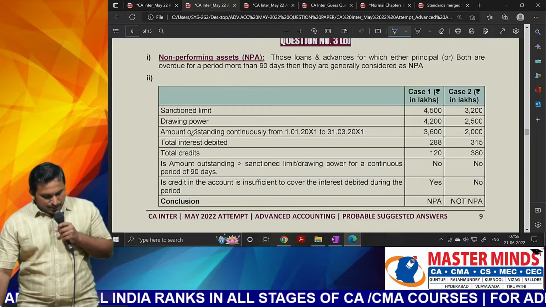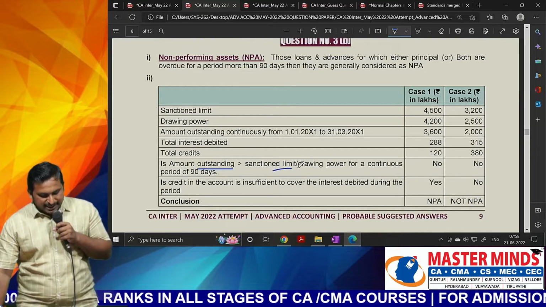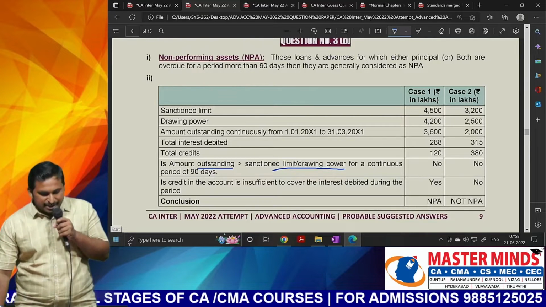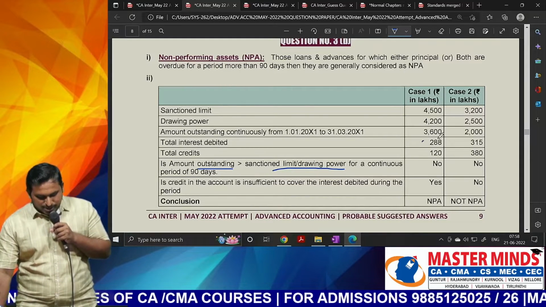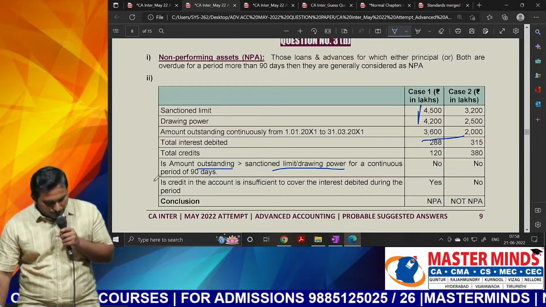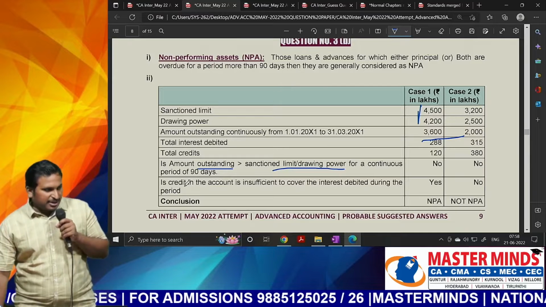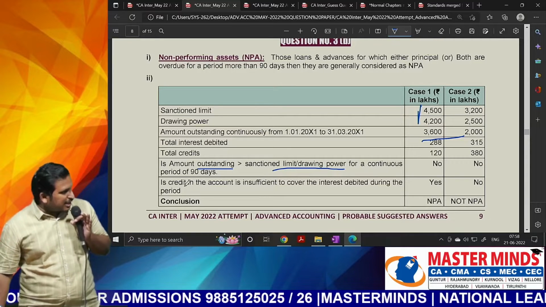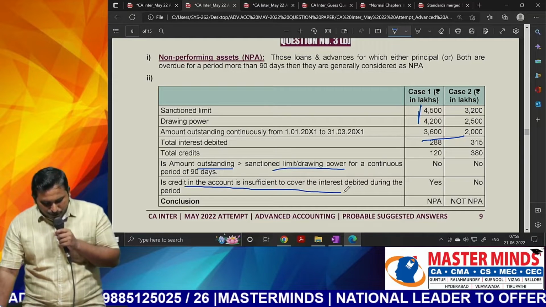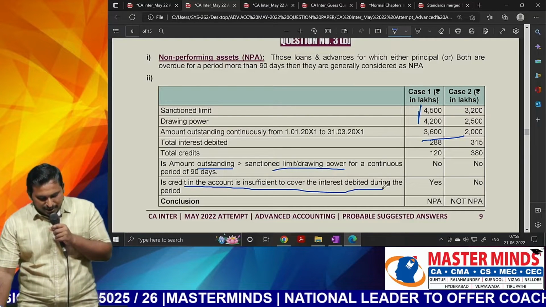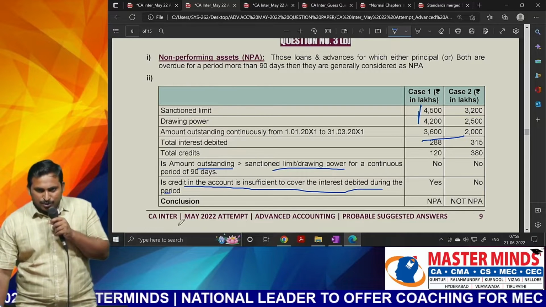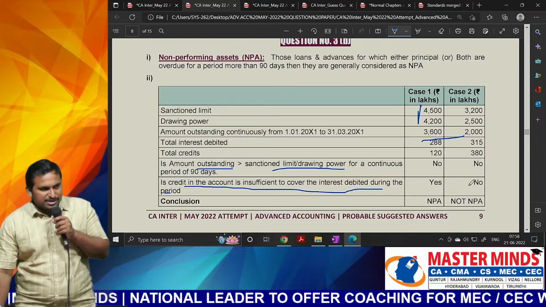Now, we'll observe: is the amount outstanding greater than the sanction limit or drawing power for a continuous period of 90 days or not? So the amount outstanding is there. We'll observe these two. Here, we'll mention yes or no. Then once again, we'll check. If the amount outstanding is less, then we have to do another check. Is the credit in the account insufficient to cover the interest debited? If it is insufficient, you will write yes. If it is not insufficient, no.